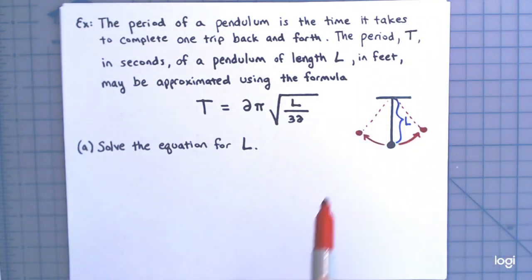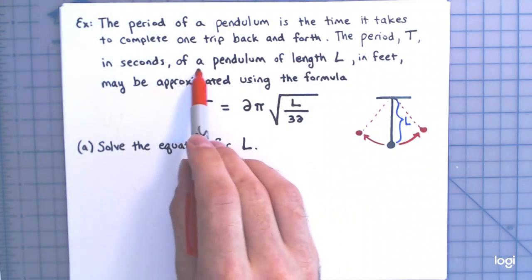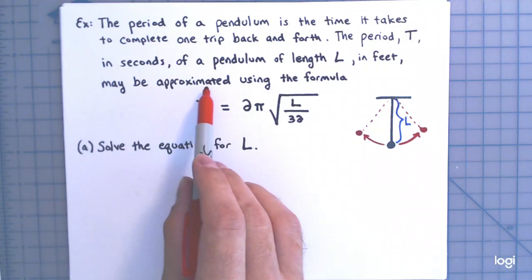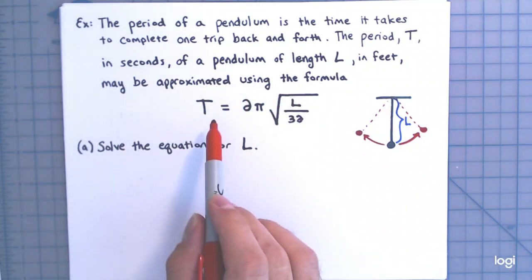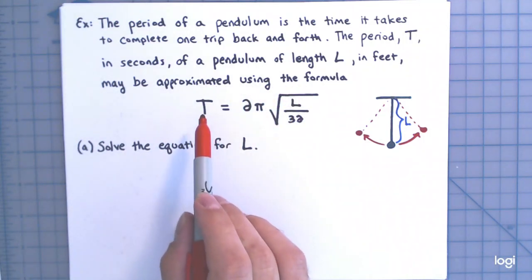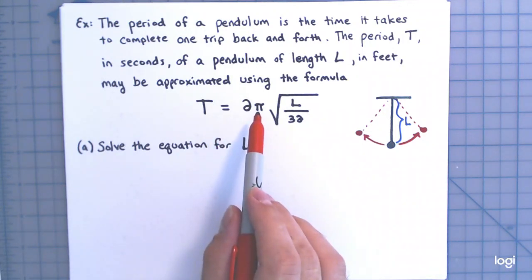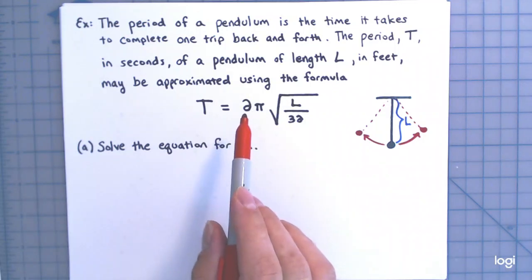So the period of a pendulum of length L in feet may be approximated using the following formula, where T, the period, equals 2 pi. Now remember, pi is about 3.14159 and so on. It's one of those famous irrational numbers. So that's the number pi.